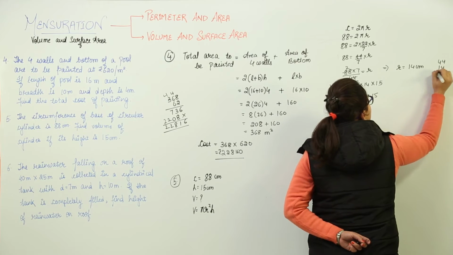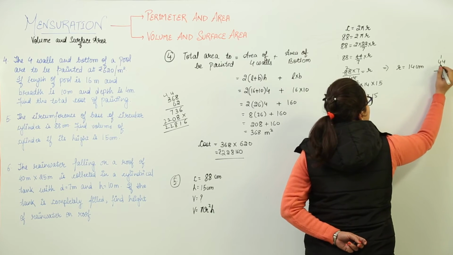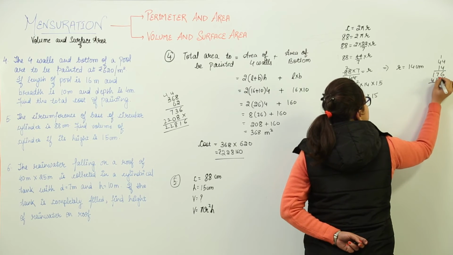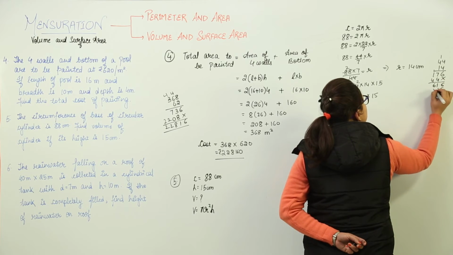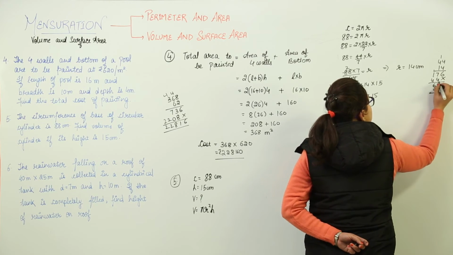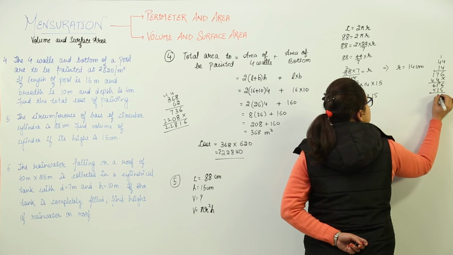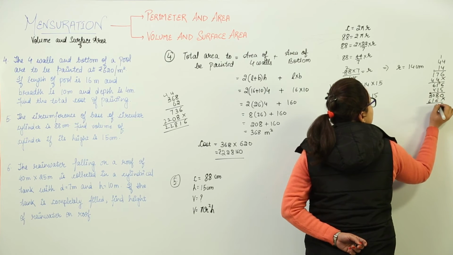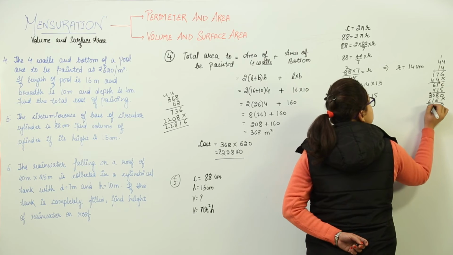44 into 14 would be 4 4s are 16, 1, 17, 1 4s are 4 and 4, 6, 7 plus 4, 11, 1, 4, 5 and 6. Again multiplying this with 15, we get 5 6s are 30, 3 carry 5, 5 plus 3, 8, 5. 6 are 30, 1 6 1 6 0, this becomes 14, 2, 6 plus 3, 9.